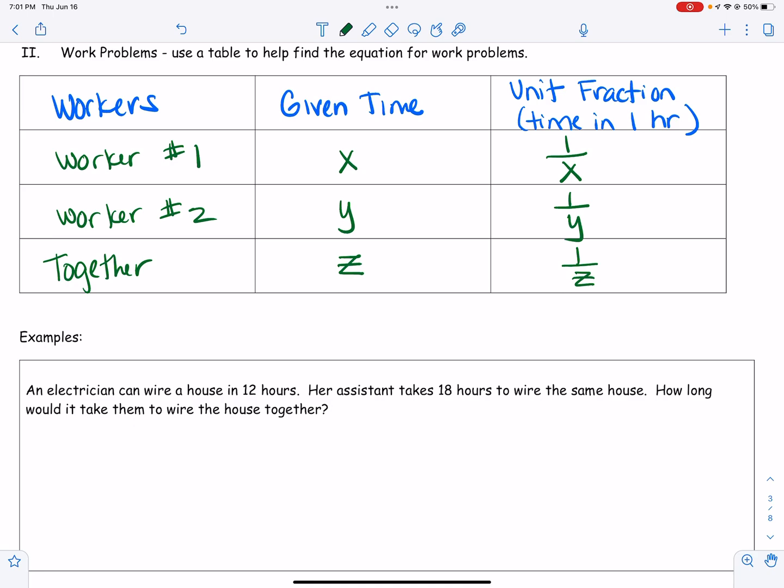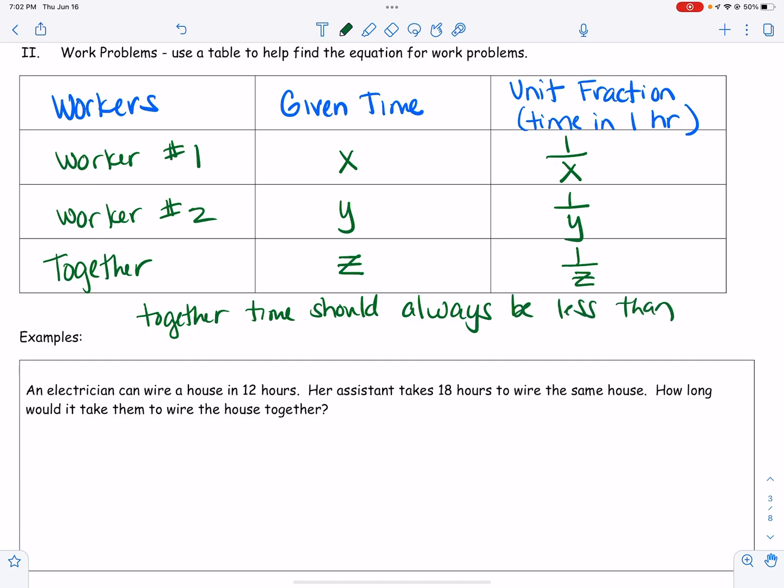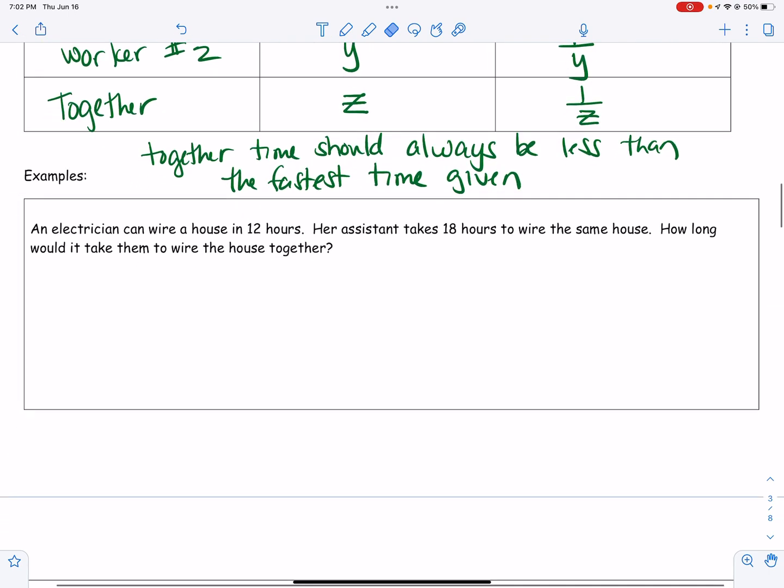Things to note here is that the together time should always be less than the fastest time given. Which makes sense. If one person can do the job in 6 hours and the other person can do it in 10 hours, you would expect that they can do the job together in less than 6 hours.